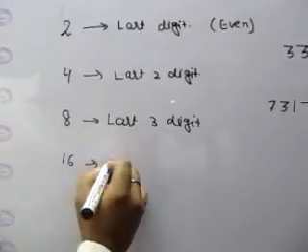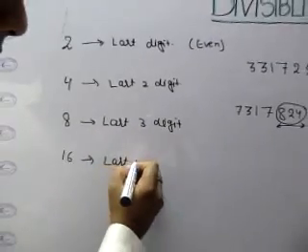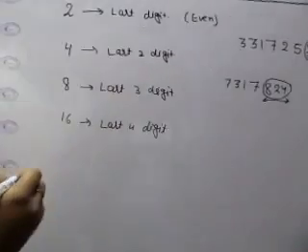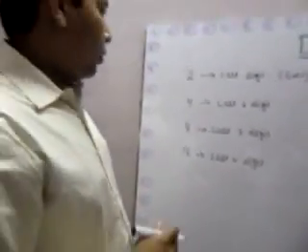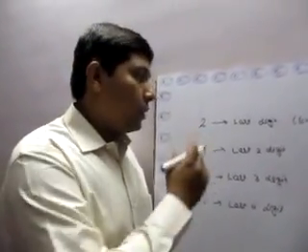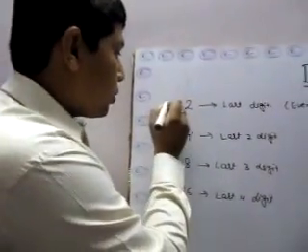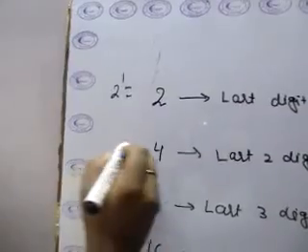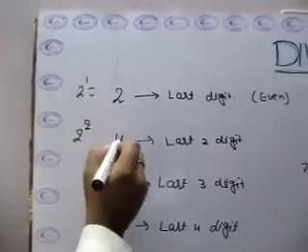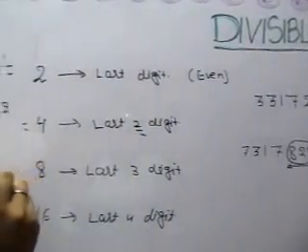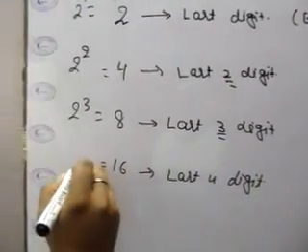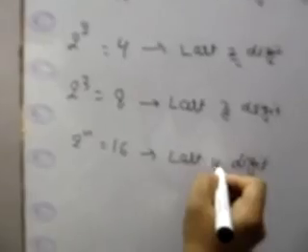Similarly for 16, if last four digits is divisible by 16, the number is also divisible by 16. Just have another look on another aspect of this same theory. Since 2 is equal to 2 to the power 1, hence we are checking last one digit. 4 is equal to 2 to the power 2, hence last two digits. 8 is equal to 2 to the power 3, hence last three digits. 16 is equal to 2 to the power 4, hence last four digits.